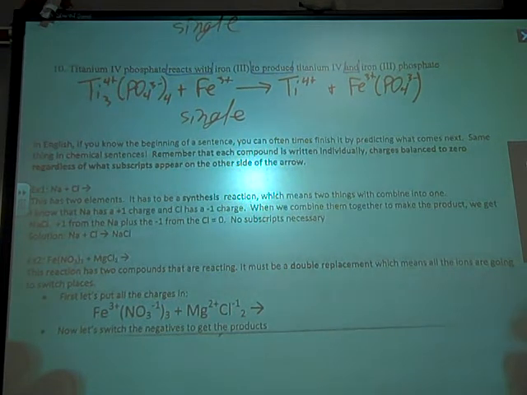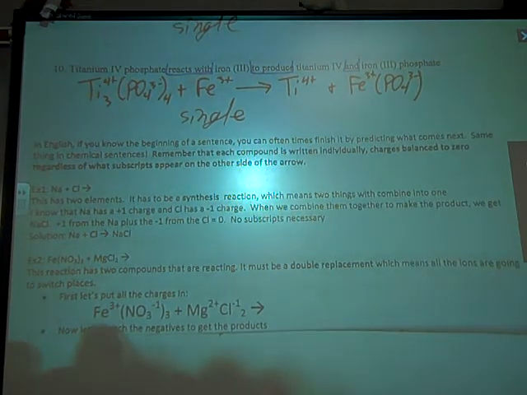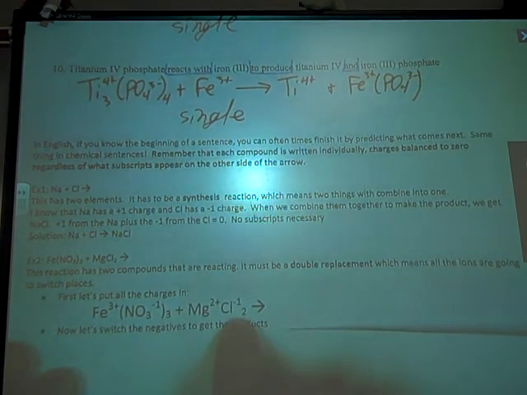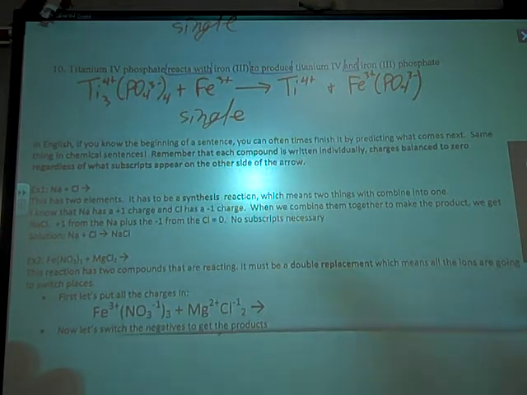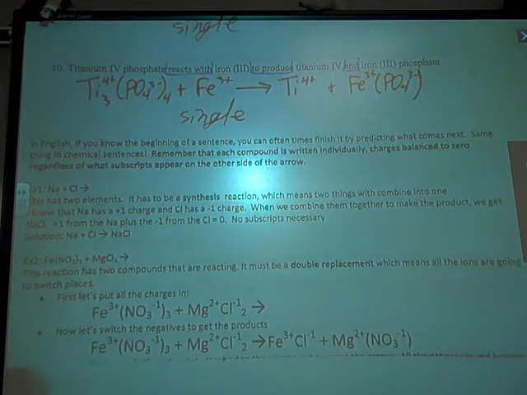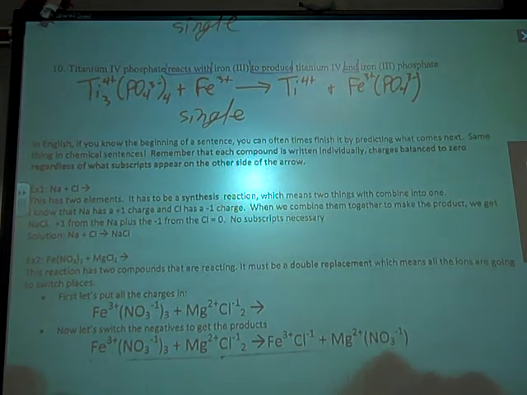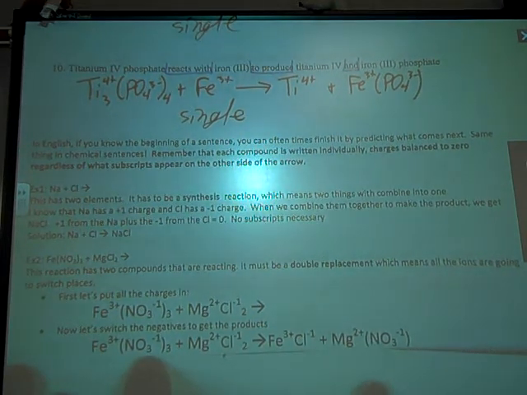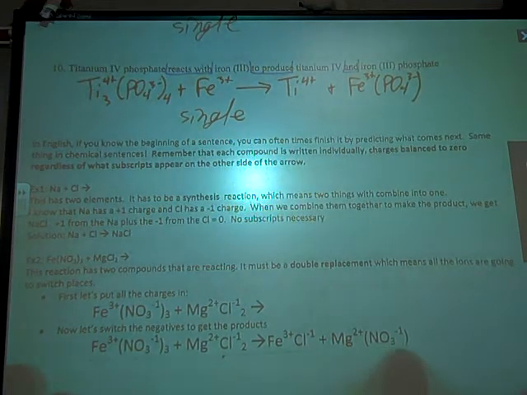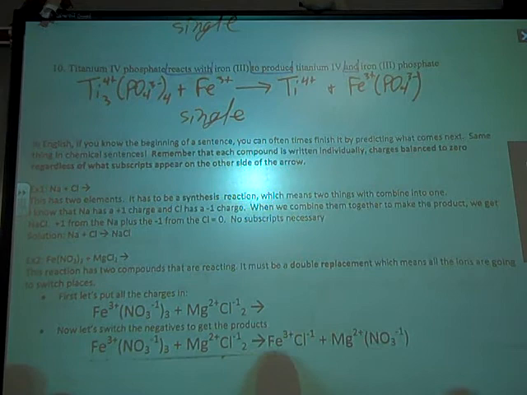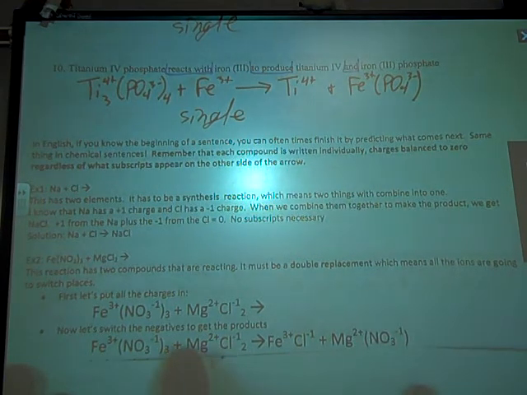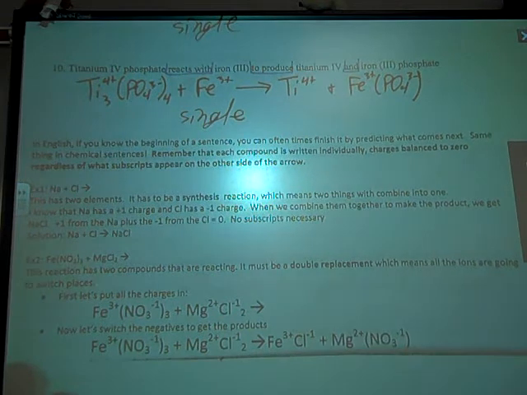Next, let's switch the negatives to get the products. So my iron is going to go with my chlorine. My magnesium is going to go with my nitrate. And the only subscripts that get to cross the arrow are the subscripts that are parts of polys. So notice the 3 inside the parentheses is the only thing that got to cross the arrow. The 2 with the chlorine didn't get to come. The 3 on the outside of the parentheses of the nitrate didn't get to come.